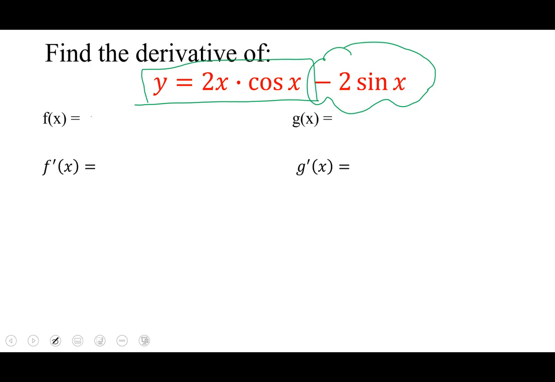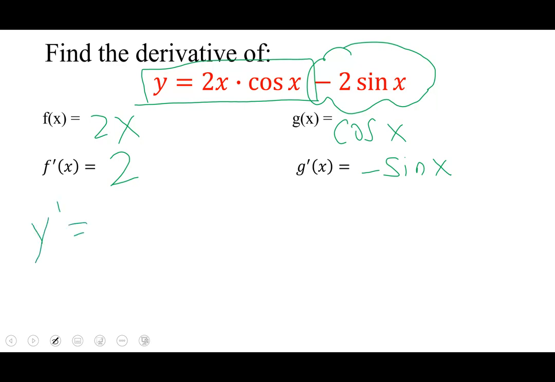So using my little key here, I'm going to call this 2x, and I'm going to call this the cos. The derivative of 2x is, of course, 2, and the derivative of the cosine is the negative sine. Again, that's just the rule, so you don't have to memorize it. You can just look at your sheet.